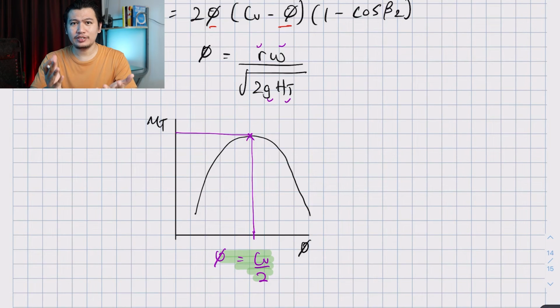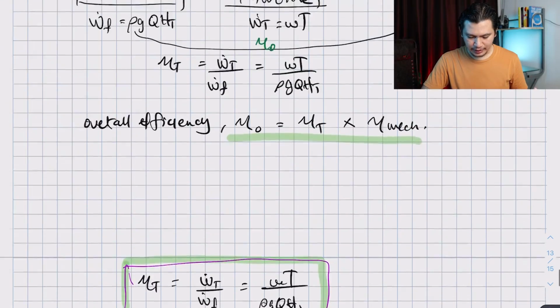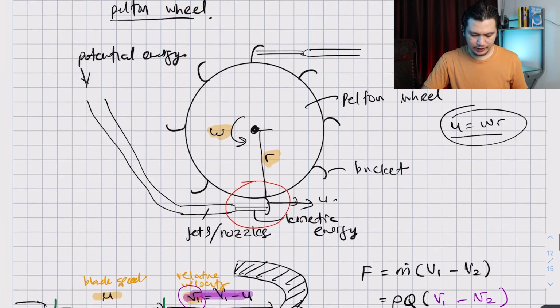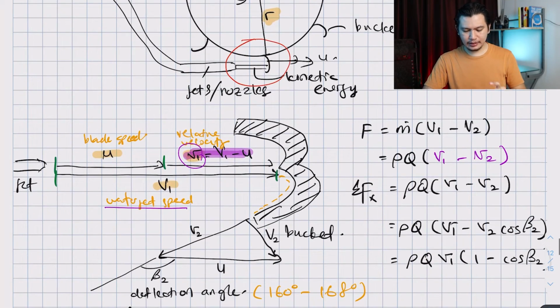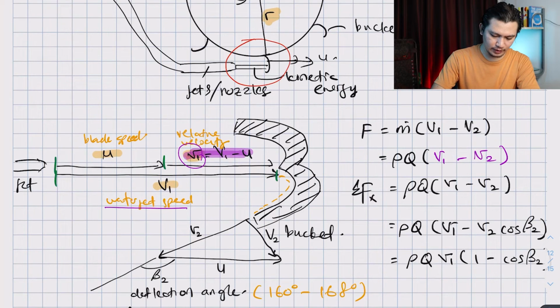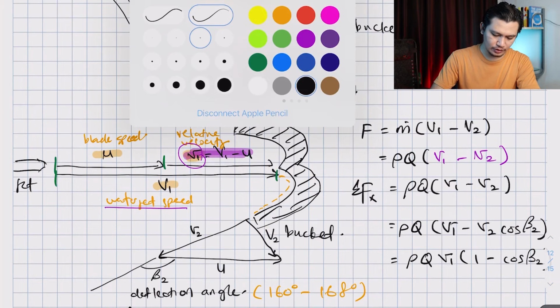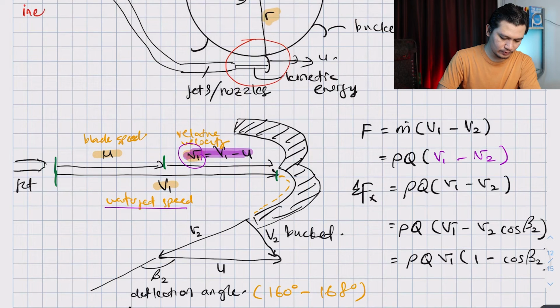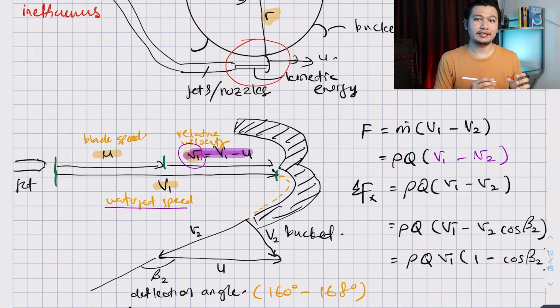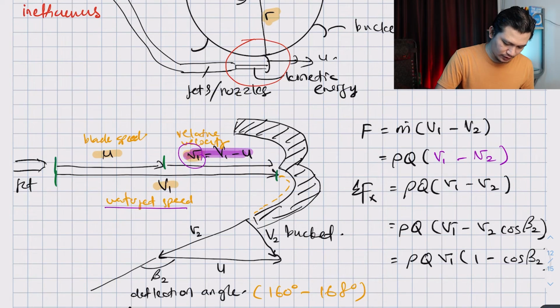And what are the reasons for these inefficiencies? What are the reasons for these losses? For that, let's take a look at the bucket figure. This is the figure. So the reason for inefficiency, let me write it somewhere. It could be that the jet does not hit the bucket at a uniform velocity. So first, non-uniform velocity.